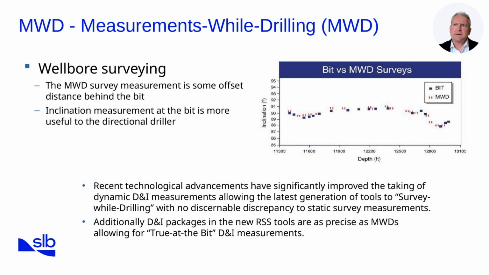This is where advanced systems like rotary steerable tools with true-at-the-bit sensors come into play. Still, conventional MWD surveys are invaluable for ensuring the well follows plan, avoiding collisions and maintaining accuracy. Inclination at the bit is particularly useful for drillers as it allows them to make fine steering corrections in real time.